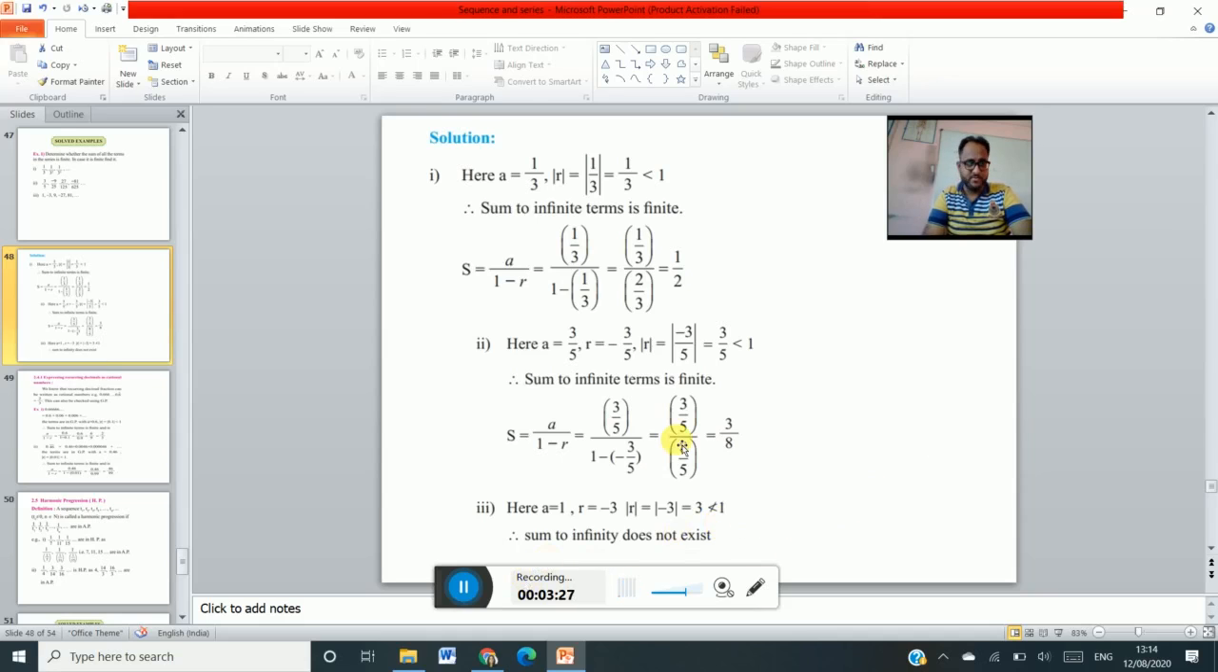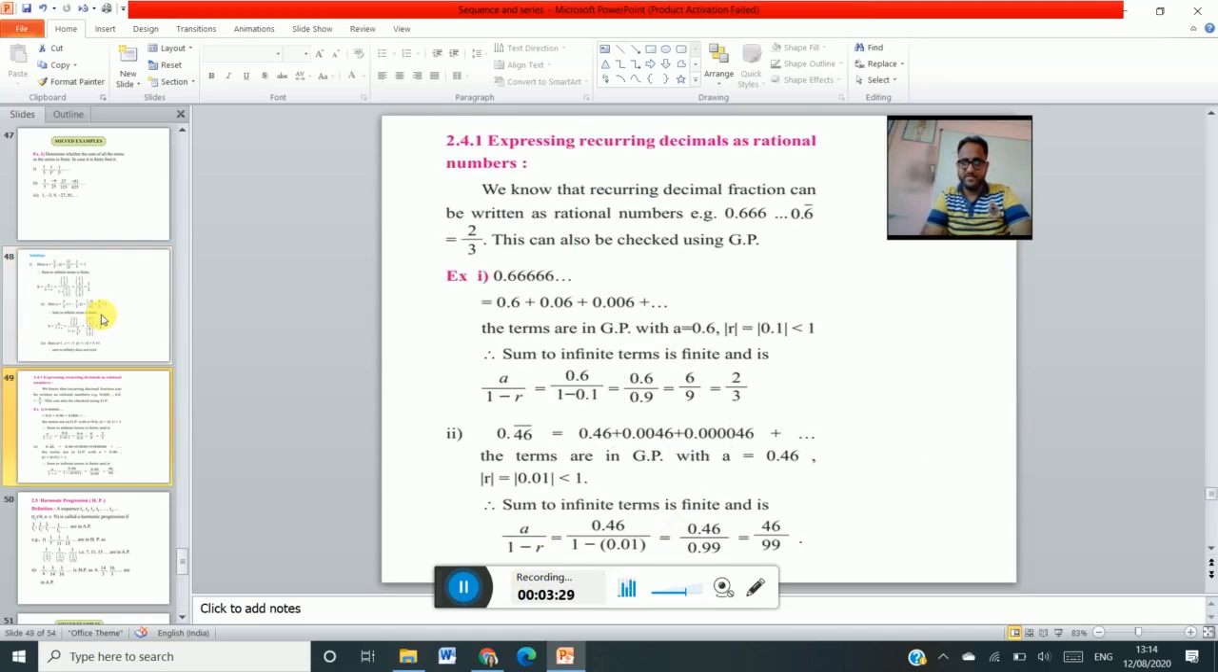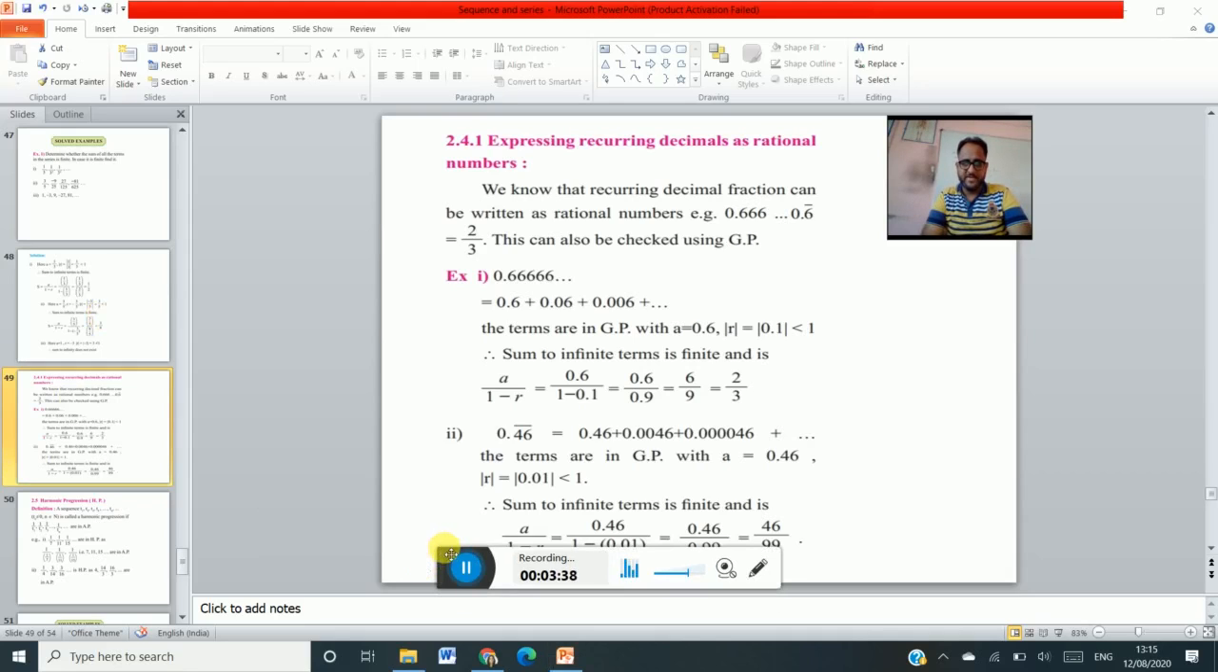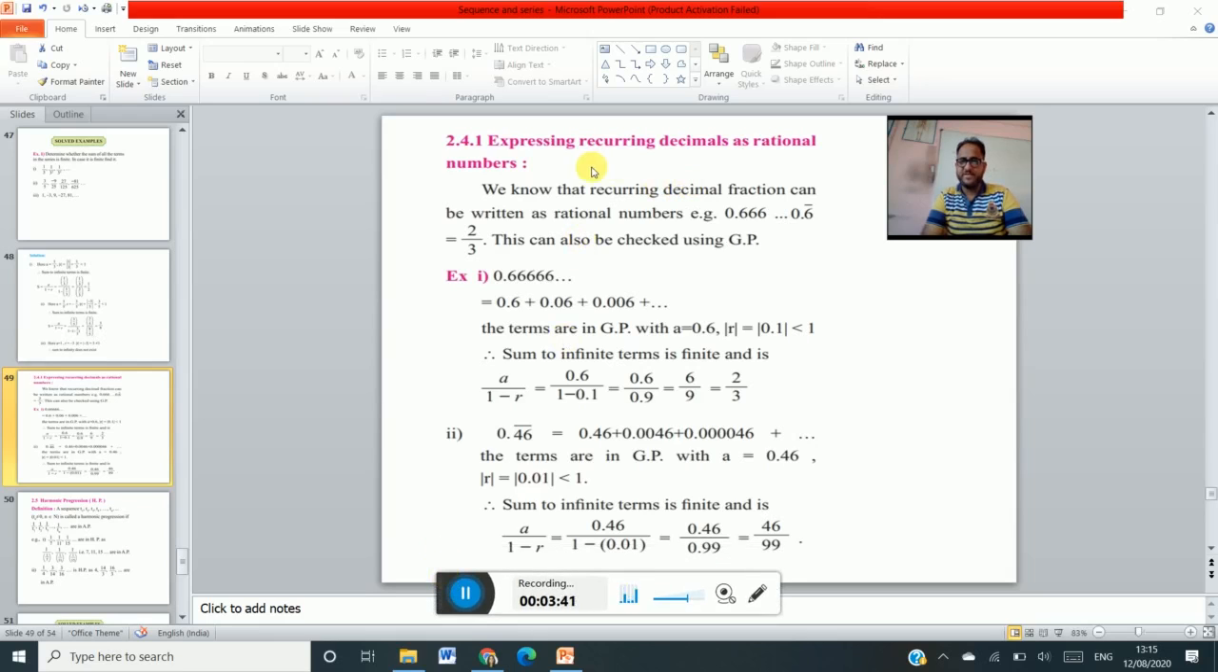Okay, so see the next topic, that is expressing recurring decimal as a rational number, right? So this is the next topic. Okay, so we know that a recurring decimal fraction can be written as a rational number. Example, if it is 0.6666, then you can write it in the form of a recurring number as 0.6 with a bar.